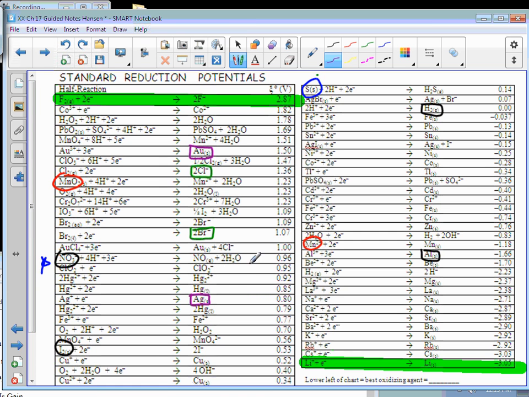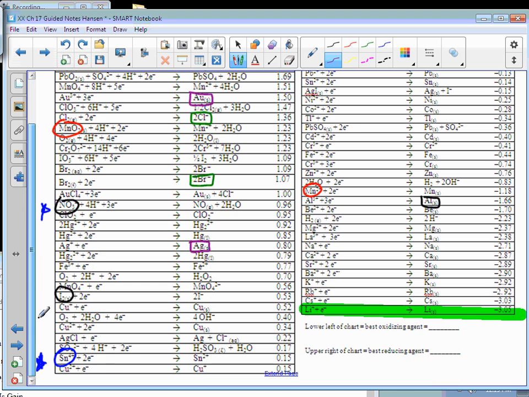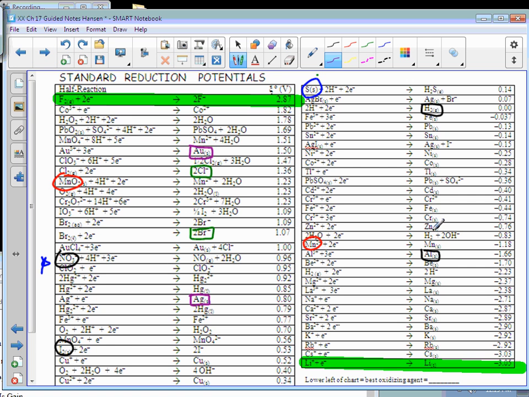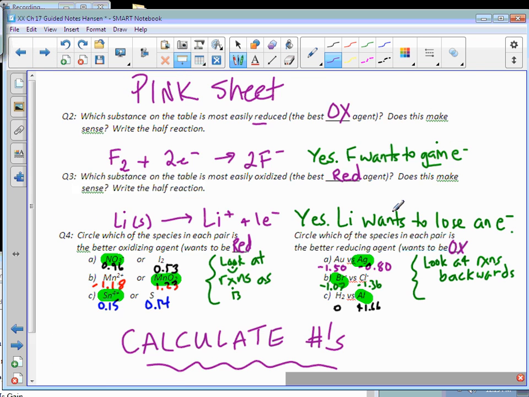And then the last one was, let's see, what was that one? Let me look here. Oh, aluminum and H2. So aluminum going to aluminum 3 plus versus H2 going to H plus. Okay, so when you compare those values, Br minus would be your winner here, and aluminum is your winner here. Aluminum would much rather be oxidized than H2.